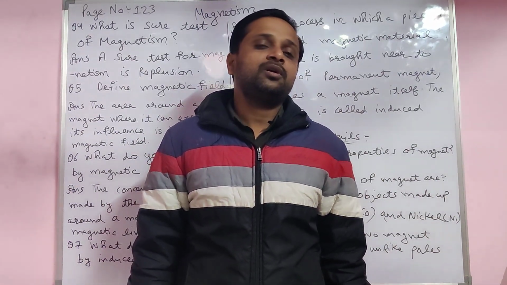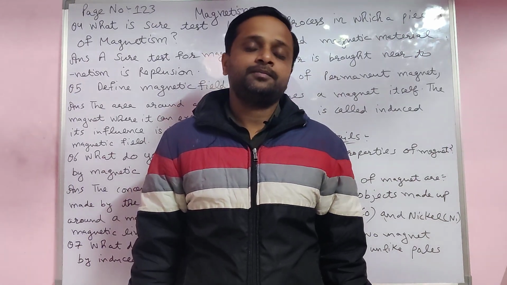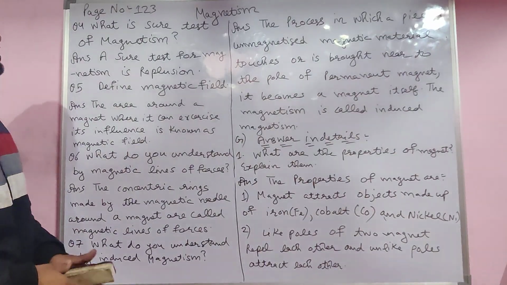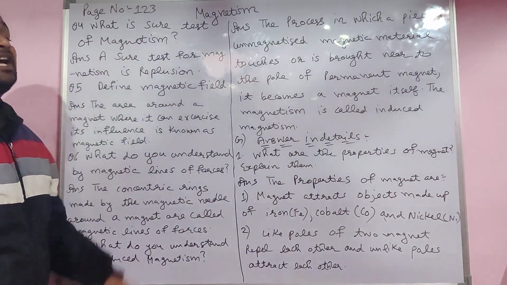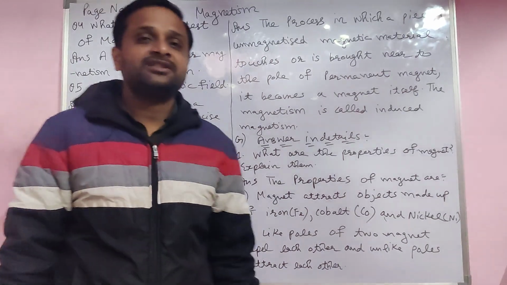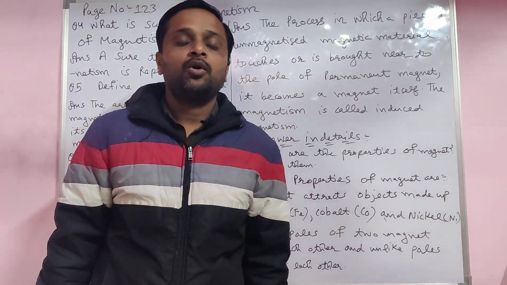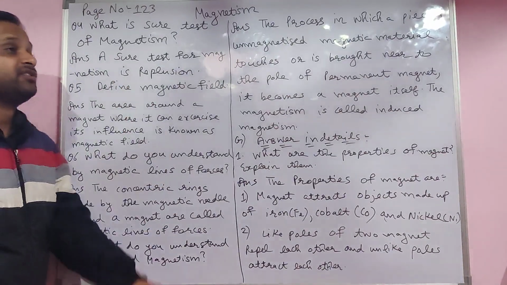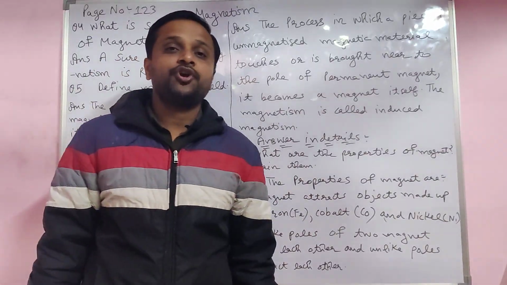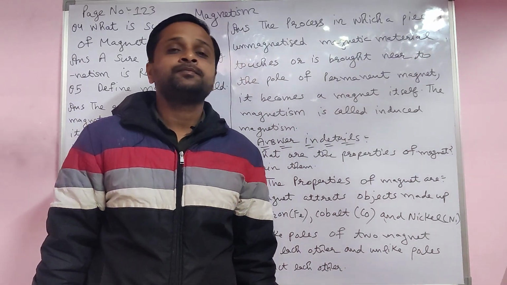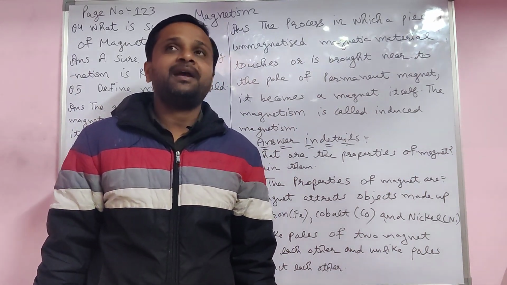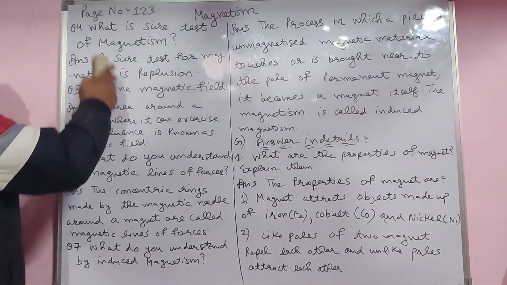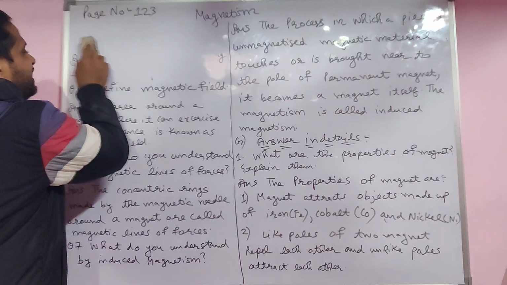Now we discuss the next questions, F part, fourth question. What is the sure test of magnetism, students? Already told, the sure test for magnetism is repulsion. Keep in mind. How are you able to explain that the sure test of magnetism is repulsion?